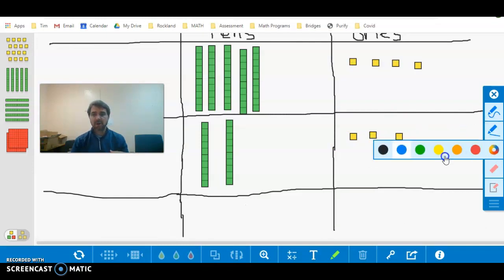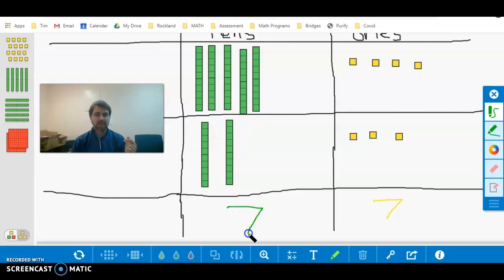So I'm actually going to draw that. Let's try the yellow. I'm going to write that down here. I have 7 ones. Okay, and let's see how many tens we have. Let's make that green. So we have 1, 2, 3, 4, 5, 6, 7 tens.